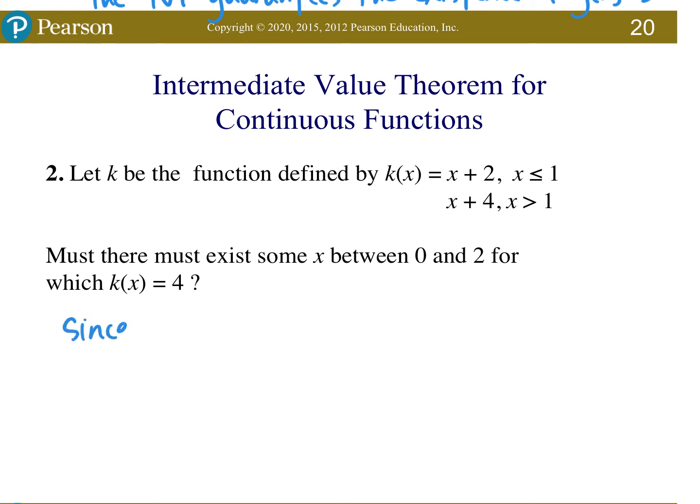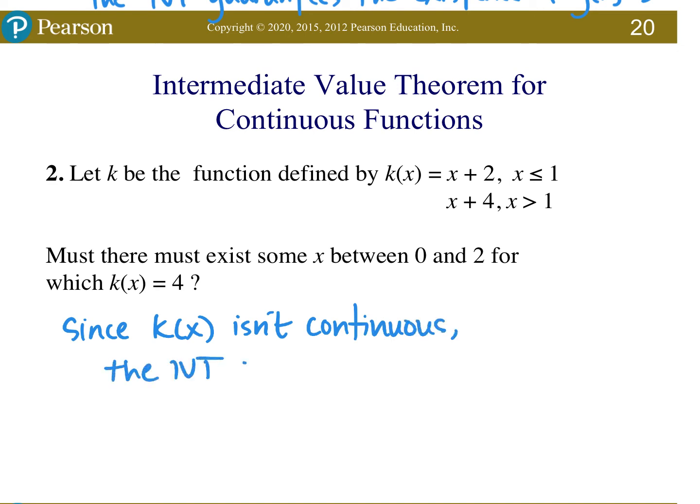Done. Since k of x isn't continuous, the IVT guarantees nothing. End of story. You're done. If it wasn't continuous, all bets are off. You can't even do anything more.